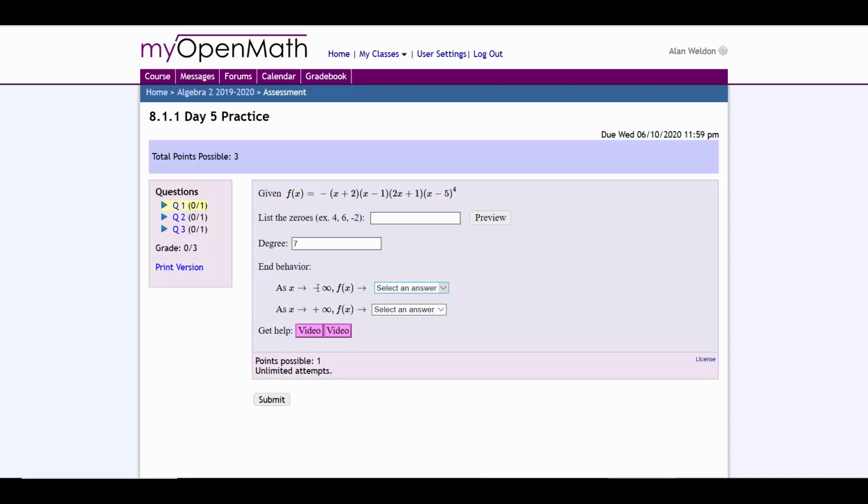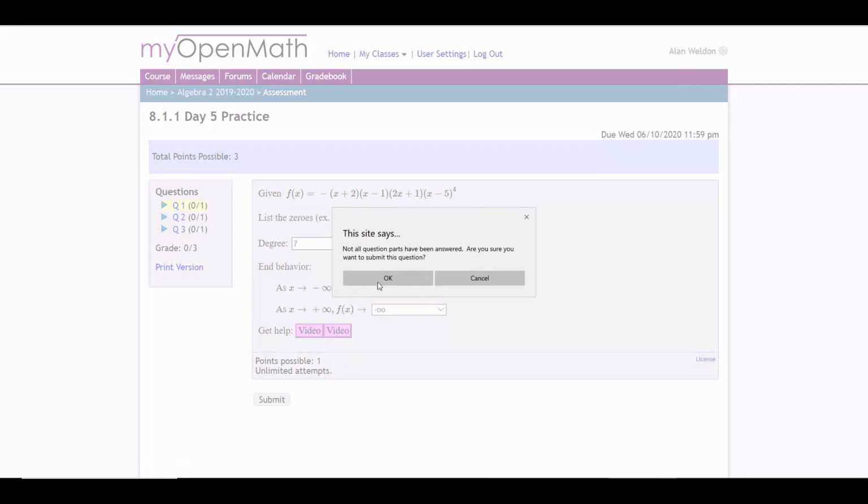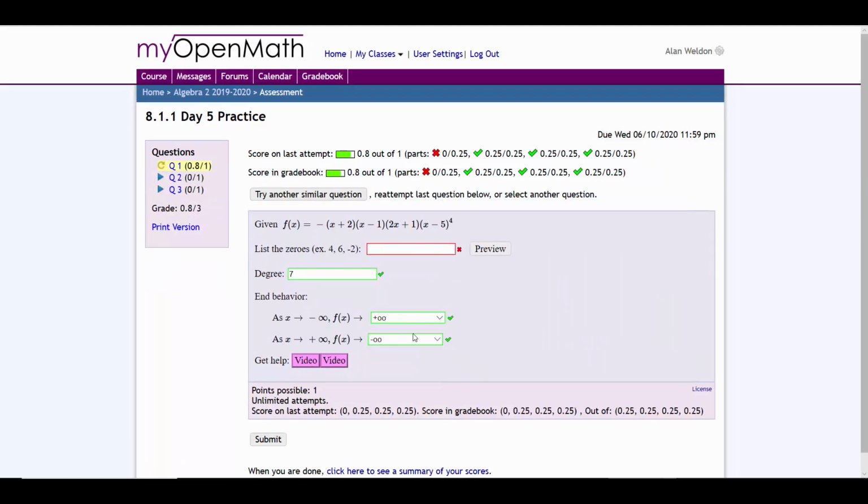So in a negative odd situation, as I go to the left, we're going to be going up, right? So that's positive infinity. As I go to the right, this function is going to be going down towards negative infinity. Okay, so I just select those and click submit, and it'll tell me, hey, you got those right. Okay, so that's how you do that.